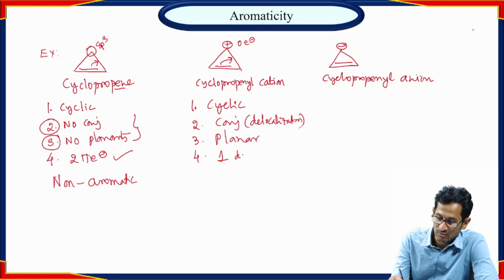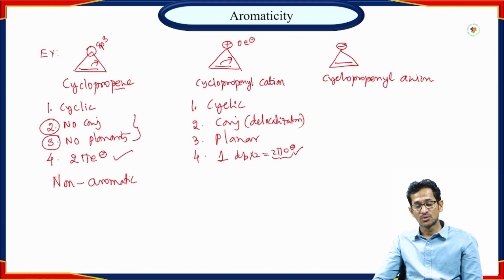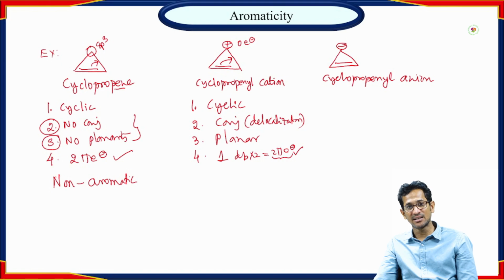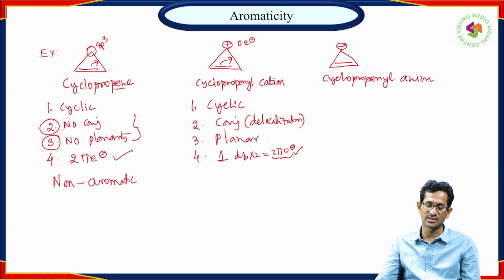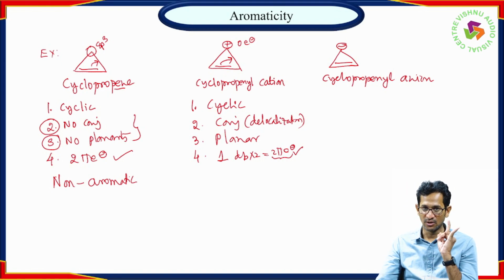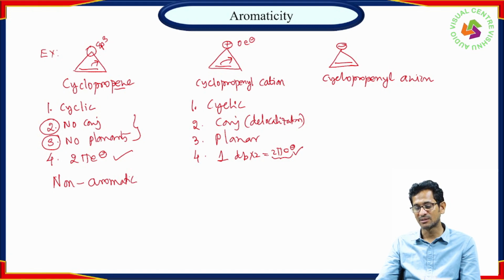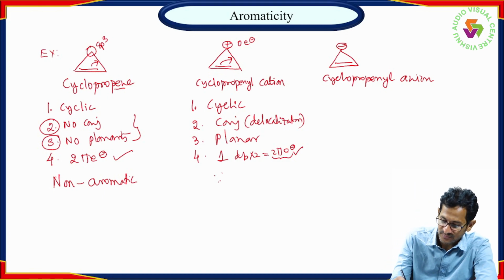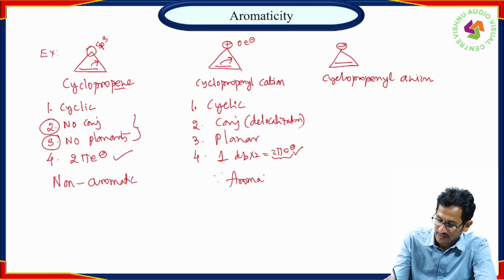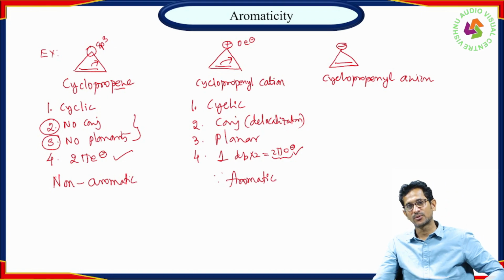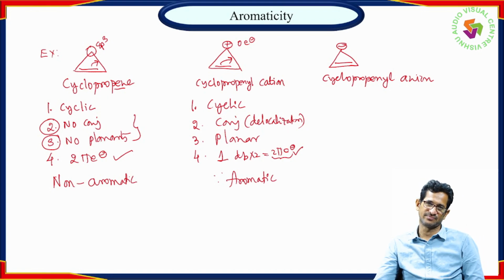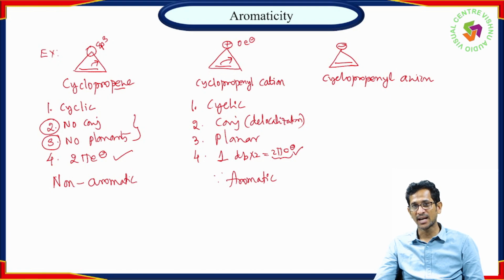Therefore, one double bond we have. One double bond into 2 is equal to 2 pi electrons. This is a Huckel's number, right? So the cyclopropenyl cation satisfies all 4 conditions. It is cyclic in nature, delocalization of the electrons is observed, it is a planar molecule, and it has Huckel's number. Therefore, it is said to be aromatic. Right? Okay. And the final one is the cyclopropenyl anion.